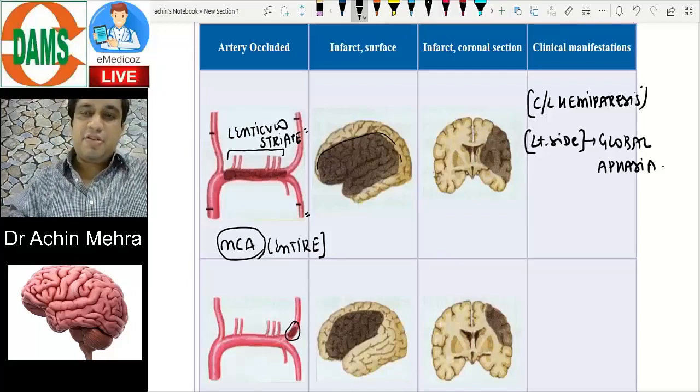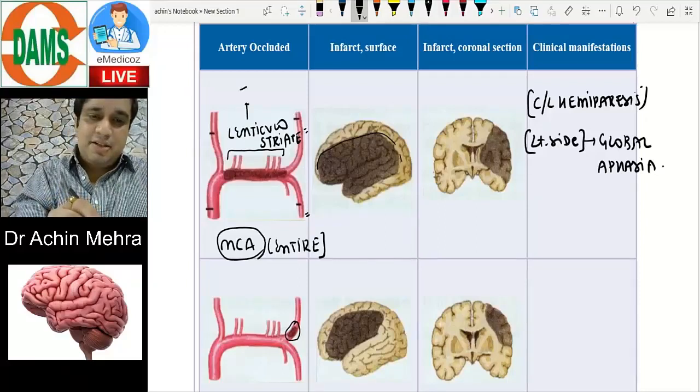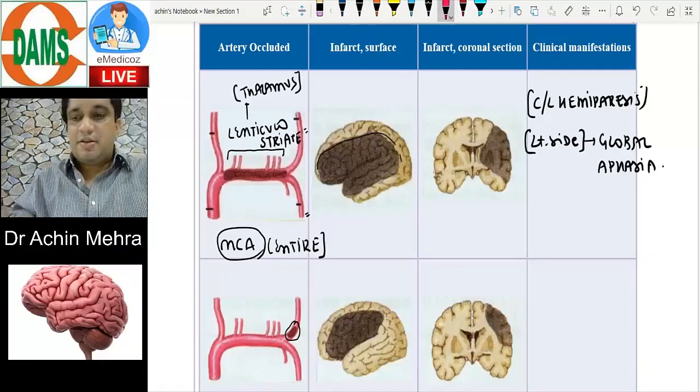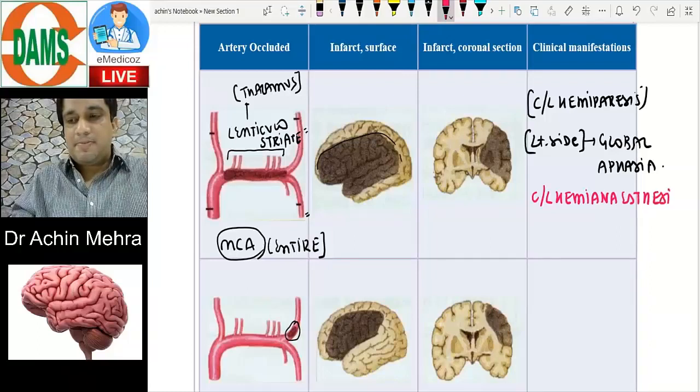one more deficit the patient might show. Because as I told you, they supply the thalamus, which is a part of the basal ganglia functionally. Thalamus. Now, if at all there is a lesion in thalamus, what do you get? Contralateral hemianesthesia. Contralateral hemianesthesia in this case.